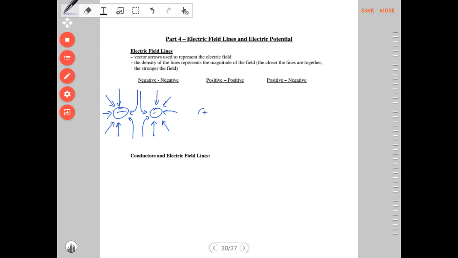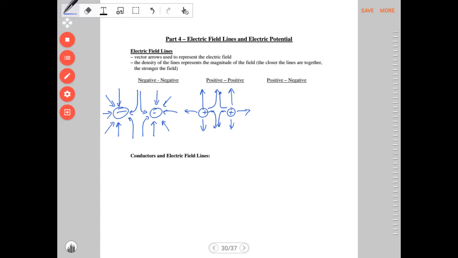So if we have a positive and a positive, remember we go out of positives, the electric field does. And what happens in the middle? Well, of course, one goes out, the other goes out. These, again, are repulsive. So instead of interacting, they bend each other, like so. And then the result is a repulsive force.